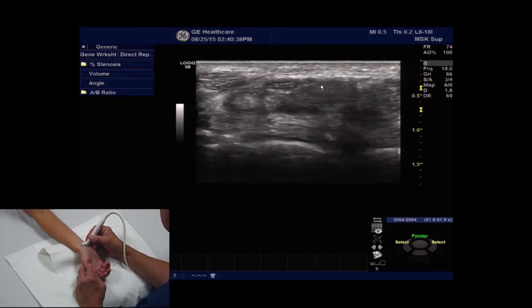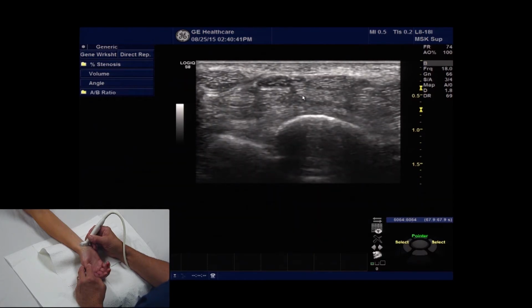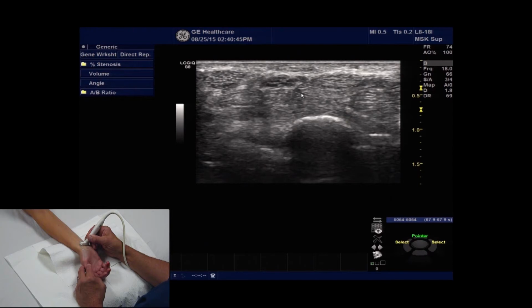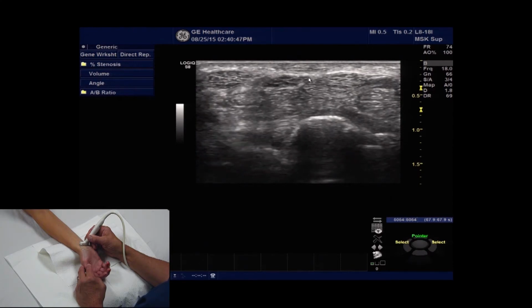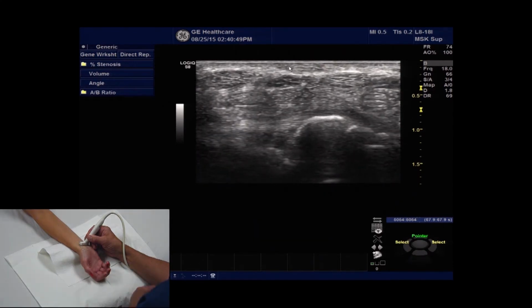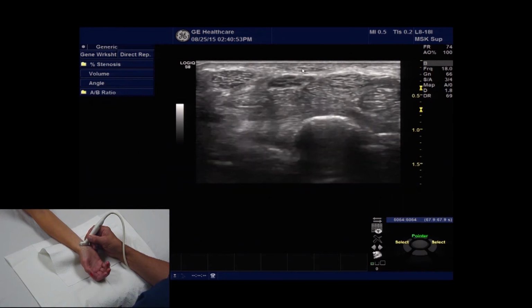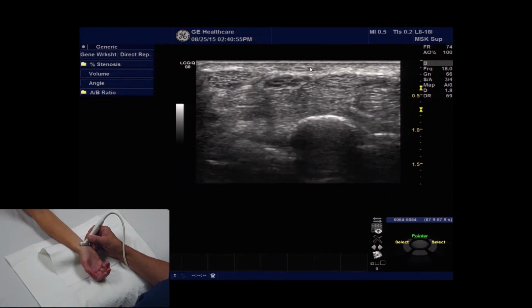Sliding the transducer to the midline, we are able to see, superficial to the flexor retinaculum, a short axis of the palmaris longus. It's outside the carpal tunnel, and you can see the short axis of the tendon itself.